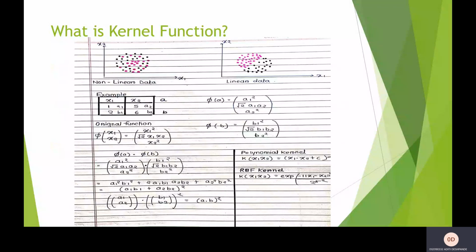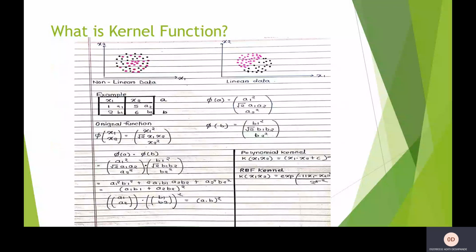This is two-dimensional data. This data is not a linearly separable data set, as you can see in the non-linear data and linear data. What we have done is we have transformed this data set to a higher dimension so that it will be linearly separable. For this, we have used a function. The original function is phi of (x1, x2) equals (x1 squared, square root of 2 times x1 x2, and x2 squared). By applying this function, we will be able to separate our data set linearly.